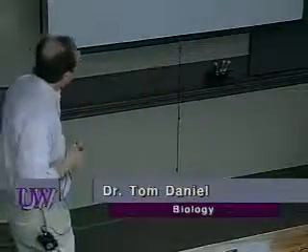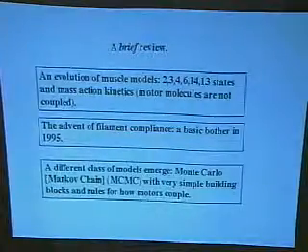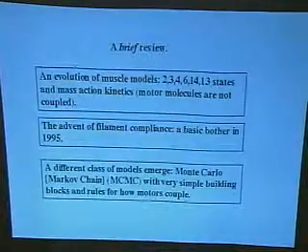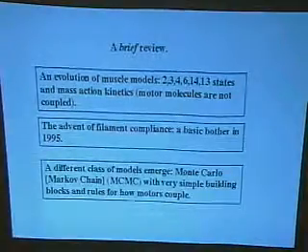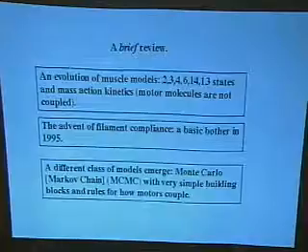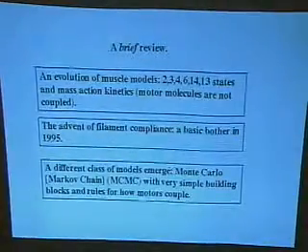So I'm going to talk about a different class of models. They're Monte Carlo models. Some are Monte Carlo Markov chain models. There's a variety of these. A Monte Carlo model is a lovely and very French way of saying brute force simulation. It takes very simple building blocks and rules for how motors behave. And so what I'd like to do is to outline this for you.